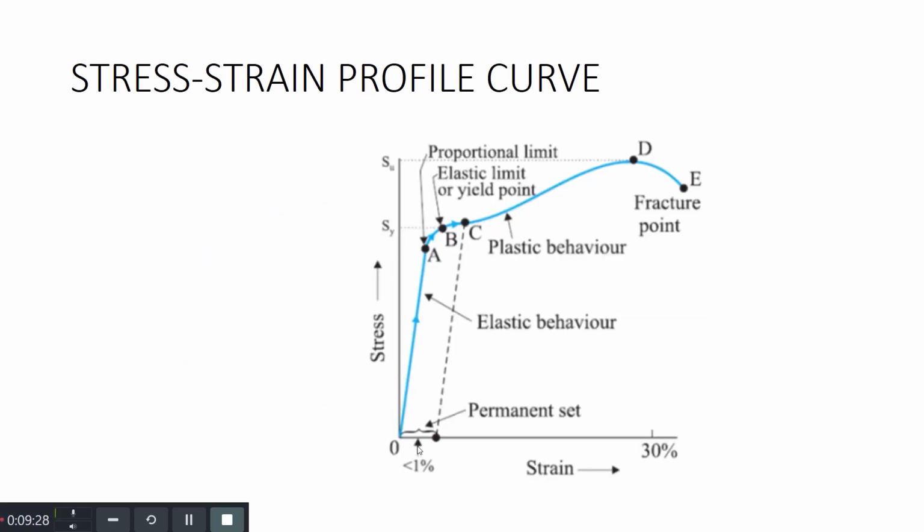Again, this is the permanent set. Elastic behavior up to point B, and then the plastic behavior starts from point B up to point E, and after point E the fracture point is reached and the object breaks down. So I hope that you have understood the lecture.